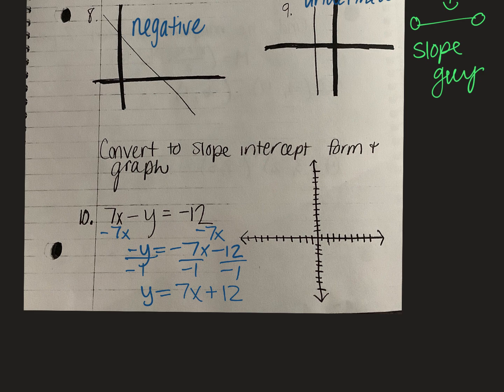All right, so I got negative 1, 2, 3, 4, 5, 6, 7, 8, 9, 10, 11, 12. So you start up here, where my first point is. Why is it up there? Because of the 12. Up 12. Now it's a positive 7 slope, so I'm going to go down and left. So I'm going to go down 7, 1, 2, 3, 4, 5, 6, 7, and left 1.